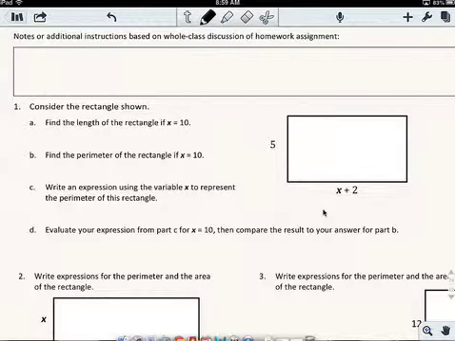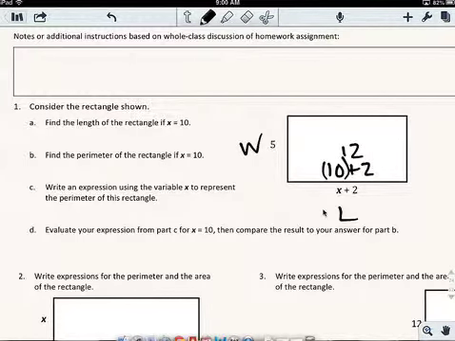So we're considering this rectangle shown. It seems like it has a width of 5 and a length of x plus 2. It says find the length of the rectangle if x equals 10. The way the rectangle is drawn, this x plus 2 means that we don't actually know the length. But since they are telling us that x equals 10, this length isn't just x plus 2. We can replace the x with 10. So that's 10 plus 2, and that's going to give me 12.